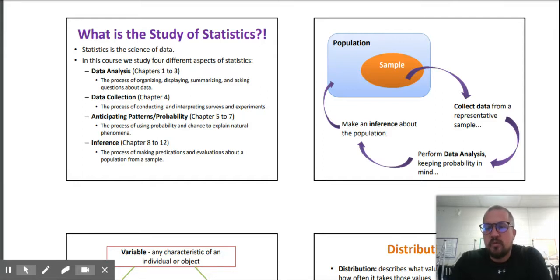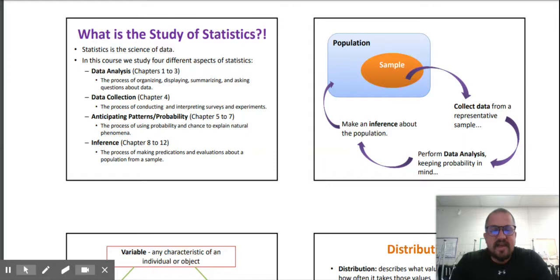In Chapter 4, we go to data collection, which you'll remember maybe from Math 3, and that's where we'll talk about whether we're doing samples, surveys, or experiments. It's just the process of selecting the data and collecting it. Chapters 5 through 7 deal with probability, so that's another big part of this course. Probability is the process of chance, like rolling a die, flipping a coin, all those things.